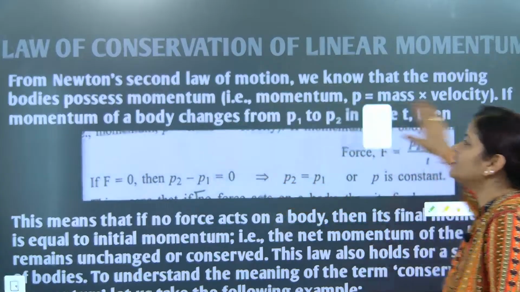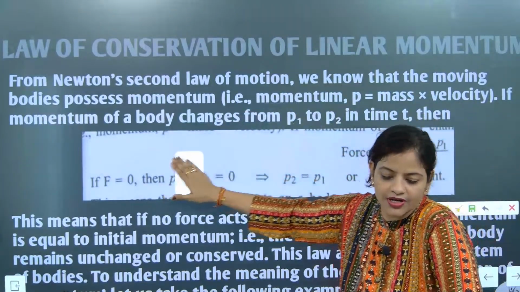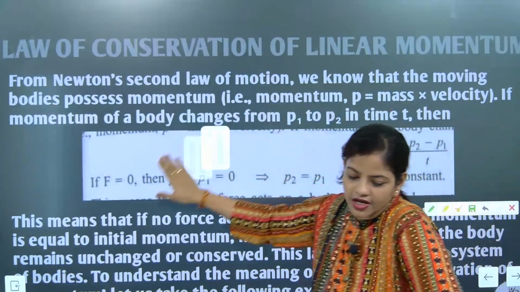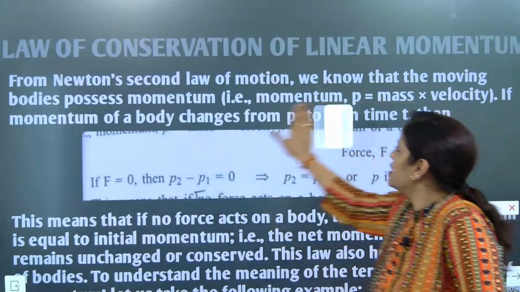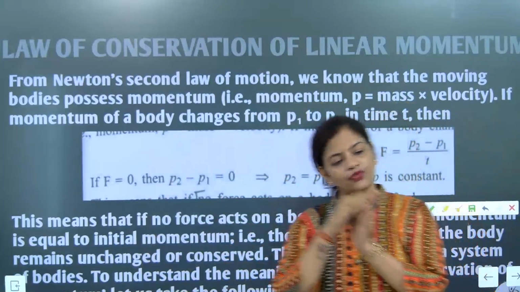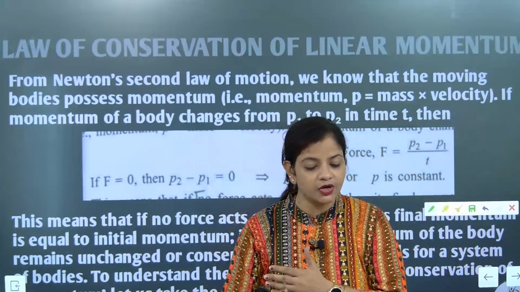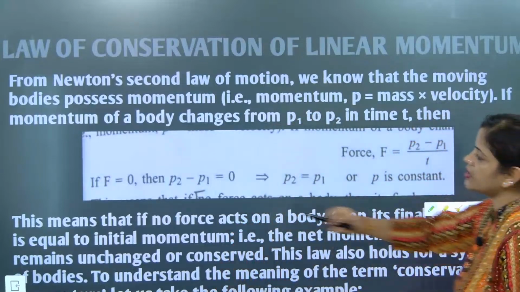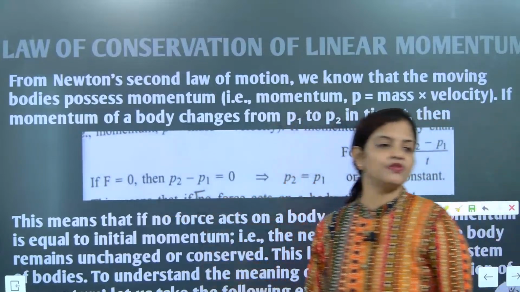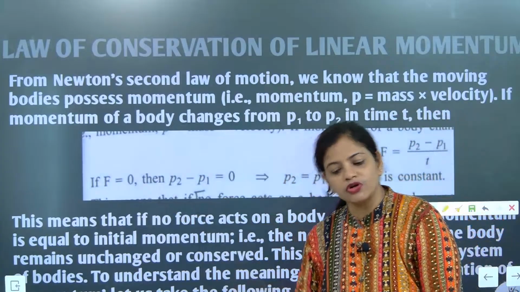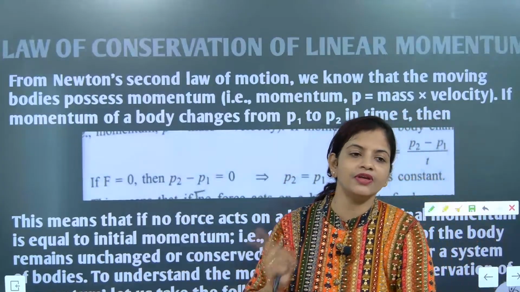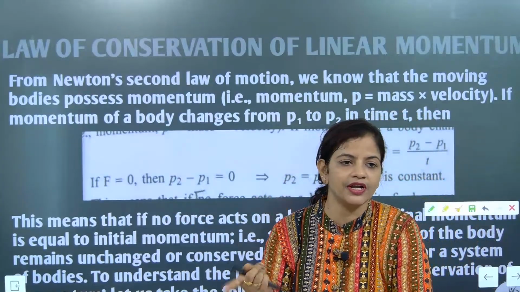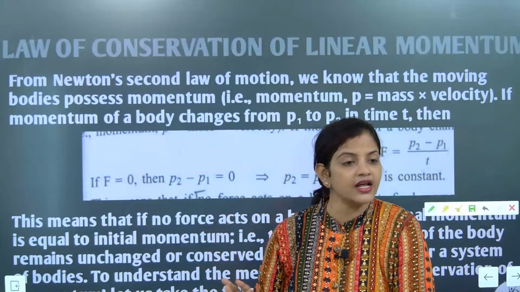So a body will possess momentum every time. Saurya, good evening, beta. Now definitely it will be changing. But if force is zero, at that time what will happen? P2 minus P1 will become equal to zero because force is zero. So the momentum in the first instant will become equal to the momentum in the second. So it will be constant.